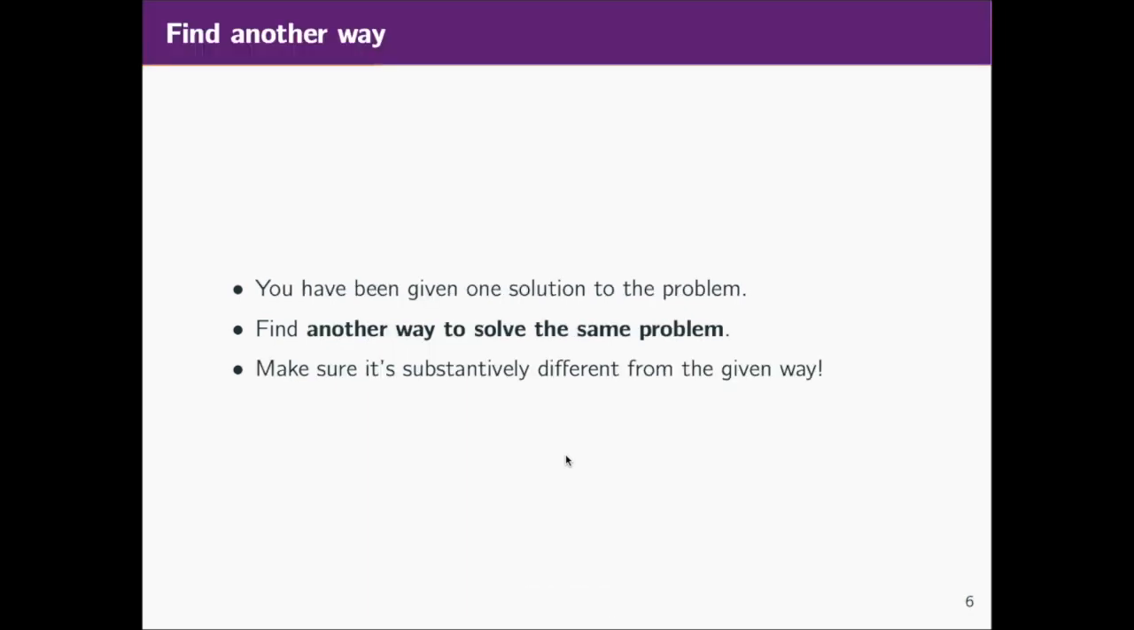The last type of problem is find another way. You will be given both a question and one way to solve the question. As a student, you have to find another way to solve the same problem. You must make sure that this second way is significantly different from the original way.